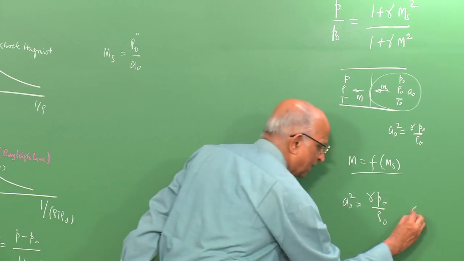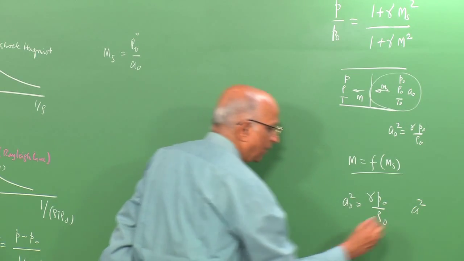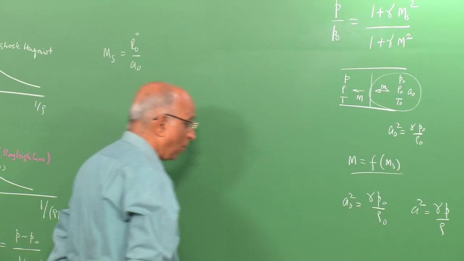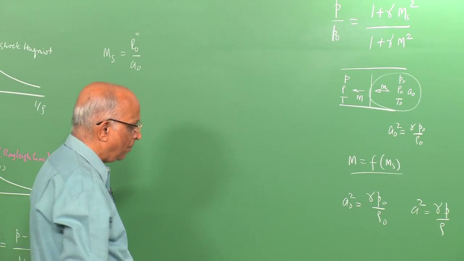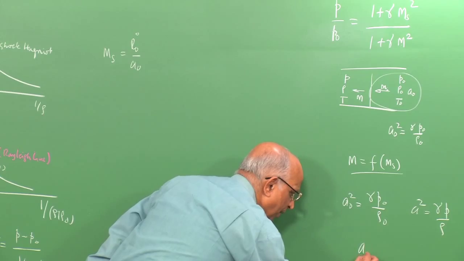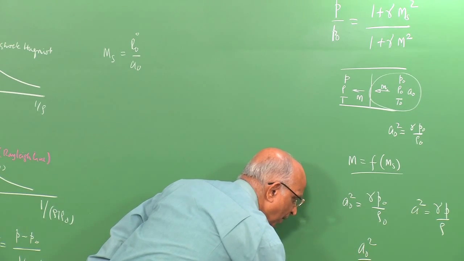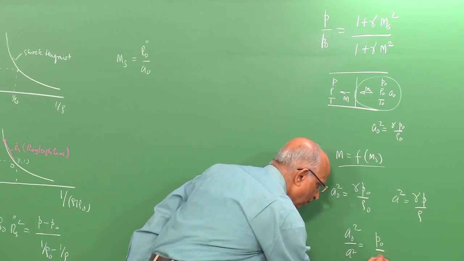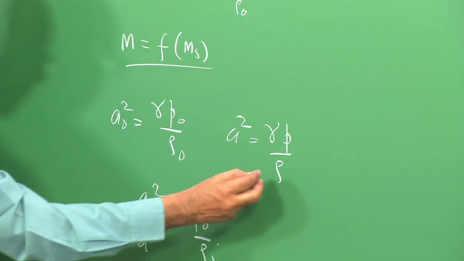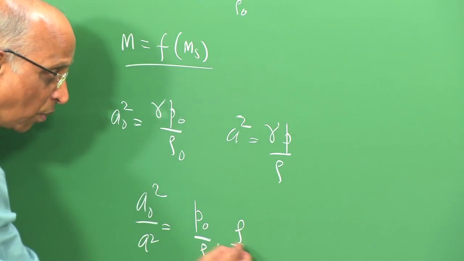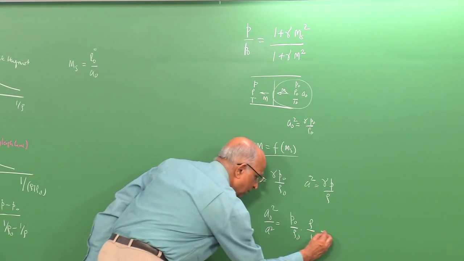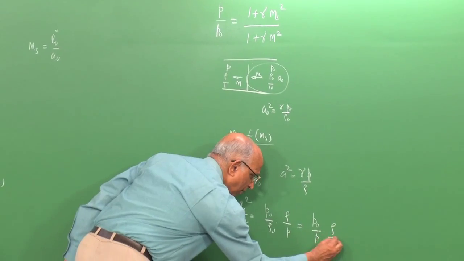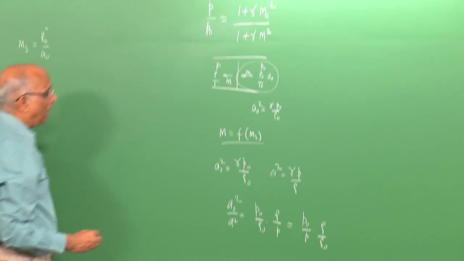I also know that the sound speed behind the shock wave is given by the property gamma P by rho, and therefore, if I take the ratio of these two numbers, I get A 0 square divided by A square is equal to P 0 by rho 0 into rho by P, or rather this gives me P 0 by P into rho by rho 0, which now I can simplify.